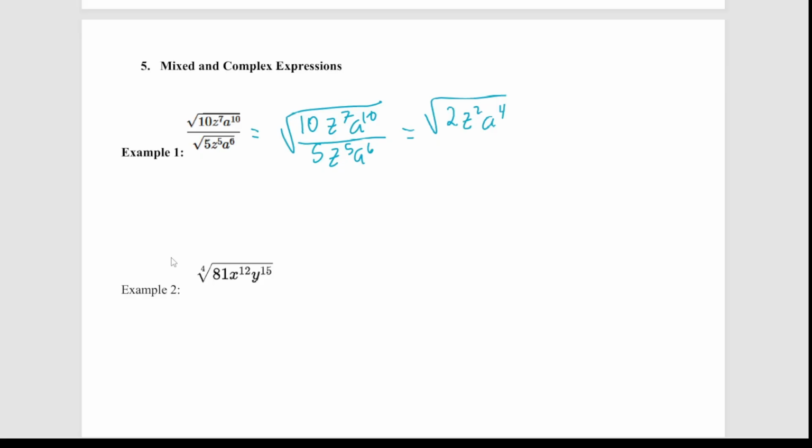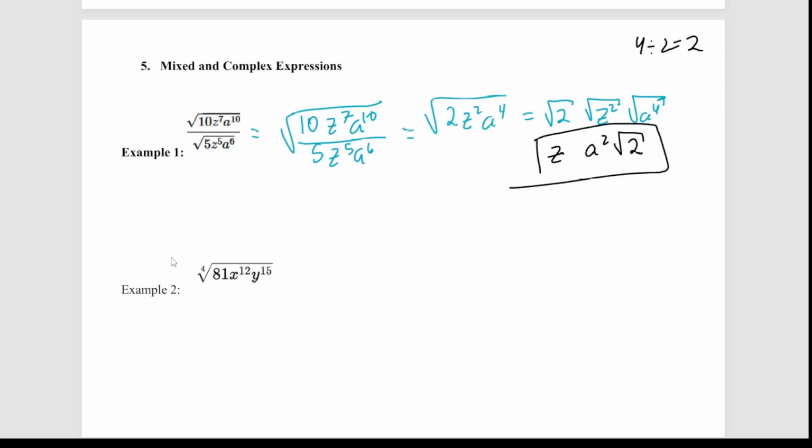Now I'm just going to separately simplify all of these. Square root of 2, square root of z squared, and the square root of a to the 4th. Well, the square root of 2 actually does not simplify. And by convention, we actually write the root last, so I'm going to write that kind of at the end. Square root of z squared, well, z times itself 2 times is what gives us z squared, so that'll break out front. Square root of a to the 4th, 4 divided by 2 is exactly equal to 2. And a squared times a squared does give me a to the 4th, so the square root of a to the 4th is simply a squared.